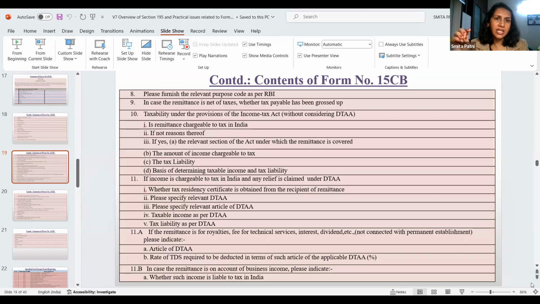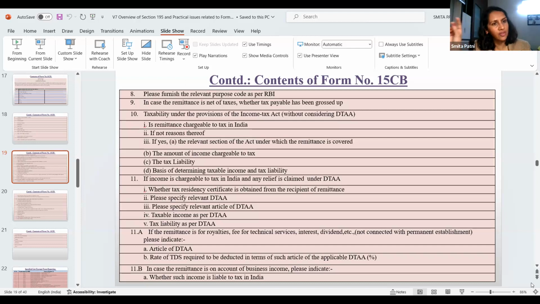Of course, there is a case where there is a zero rate and still clients ask you to please issue a 15 CB, although no tax is chargeable or the rate is zero, because you will get a benefit in the treaty. But still, if it is chargeable to tax, you are supposed to file this form. If remittance is chargeable to tax, yes. If not, give the reasons.